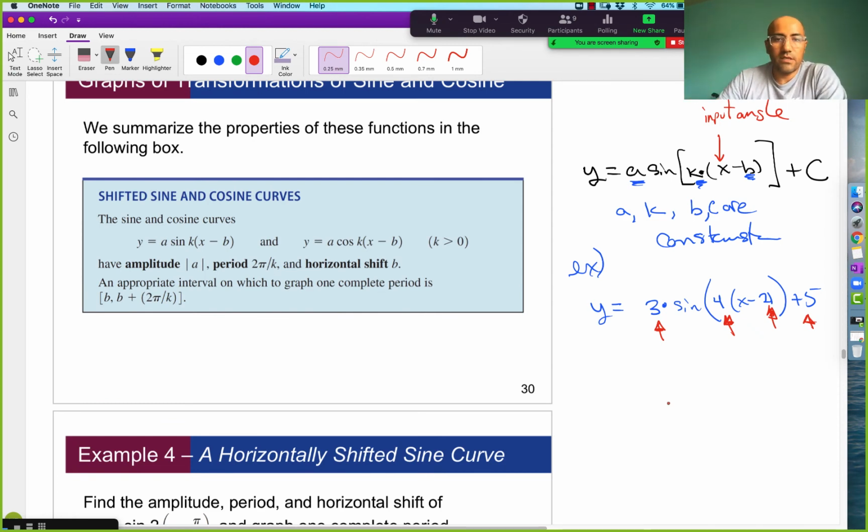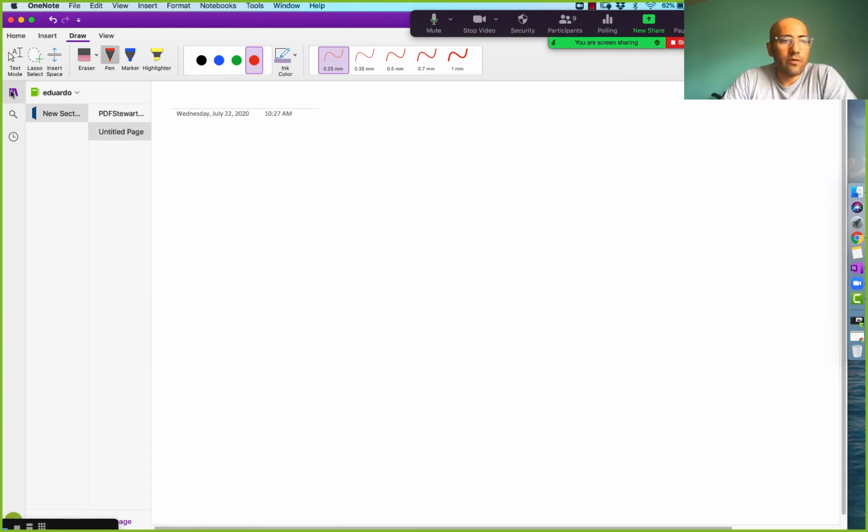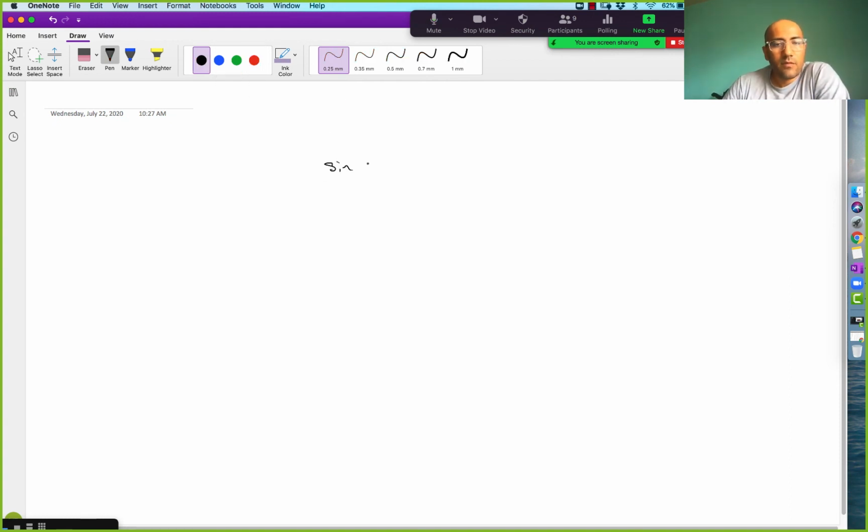So from the graph, we've seen that if I have the sine function and I shift it, it's a reflection. This is a reflection about the x-axis. I'm sorry, reflection about the y-axis.